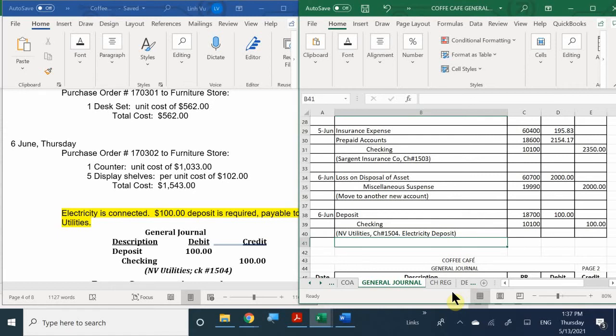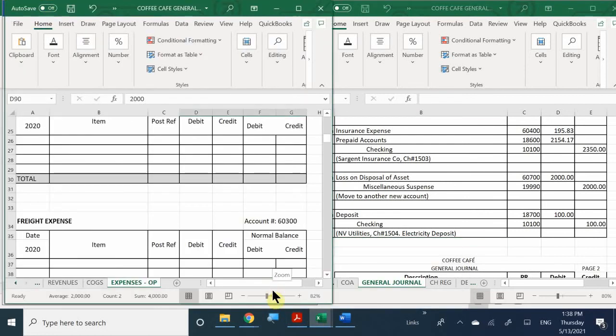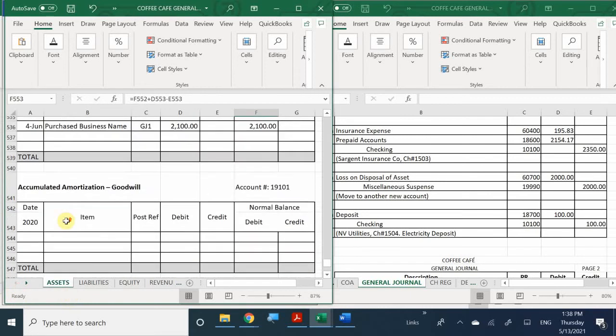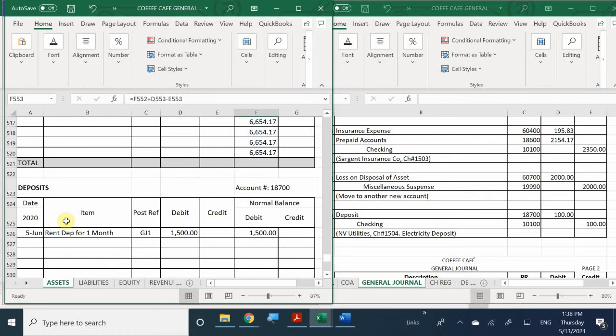Now the next thing we have to do is go to our ledger. First things first, we have deposits. Deposits should be an asset. And here it is, deposits. We write the date, and then you can write whatever you'd like. So this is going to be electricity.